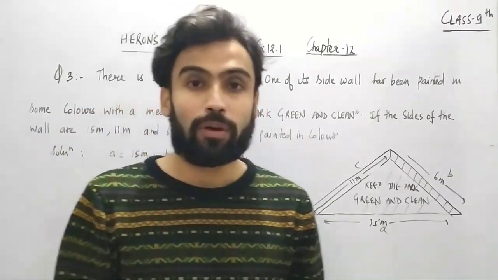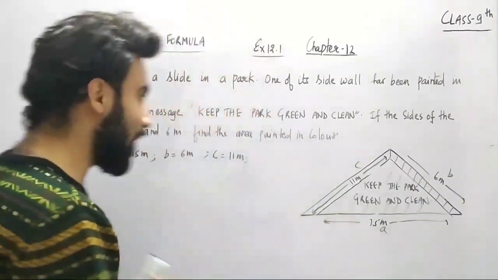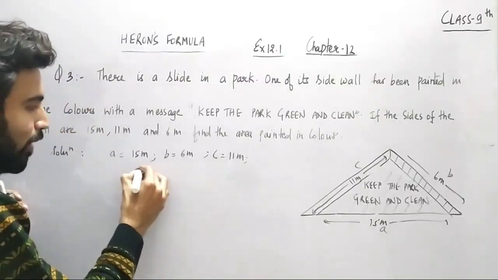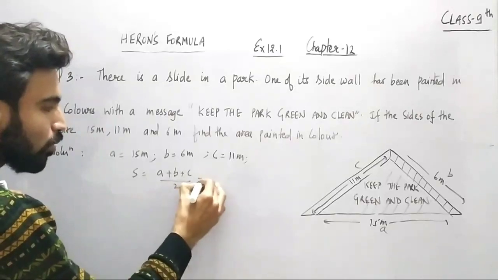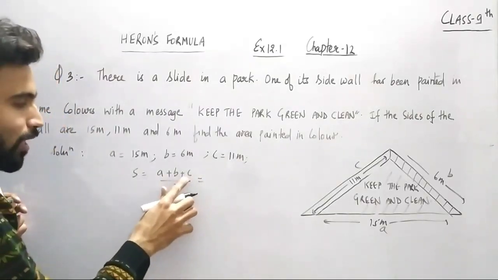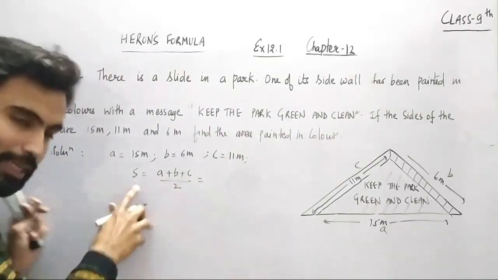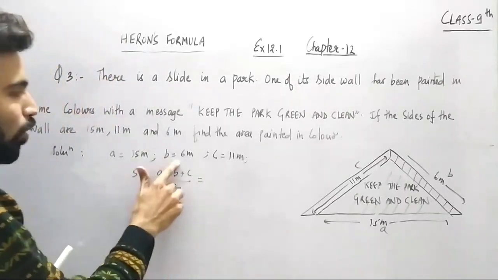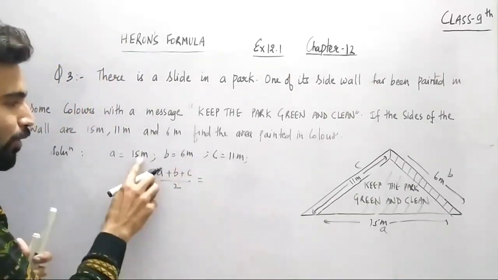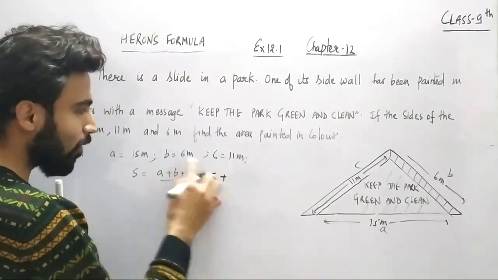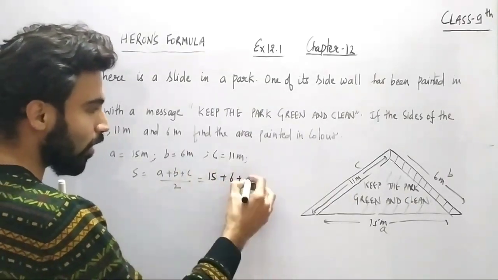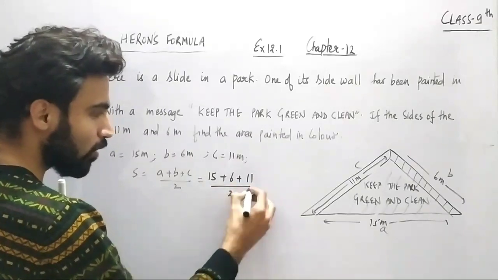Now talking about the semi parameter, that is S, right. So that can be calculated by simply A plus B plus C divided by 2. So मुझे पता है कि sides को plus करके पैरामीटर आता है, उसका half क्या होगा, semi parameter. So we know all the three sides. You can see now we have to place that. So यहाँ पे 15 plus B की वैल्यू 6 plus C की वैल्यू 11 divide by 2, right.